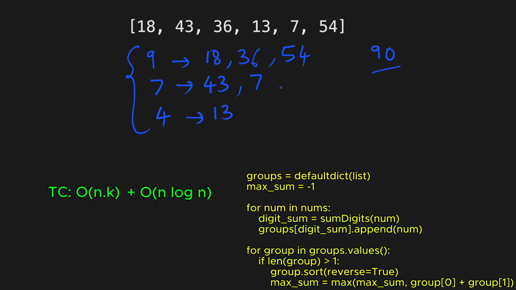And in terms of space complexity, it will be O(n) because we are storing the group numbers, hence the maximum space usage will be O(n).